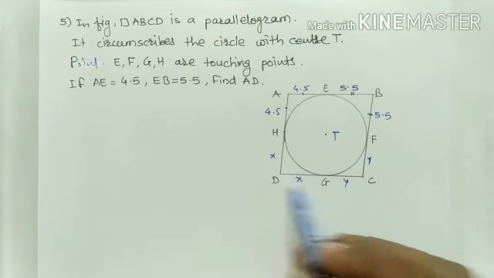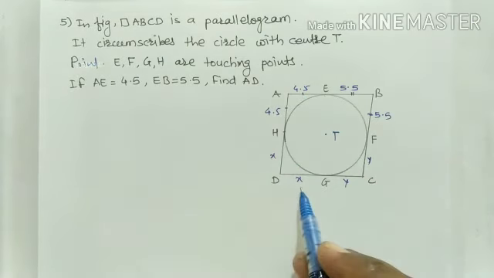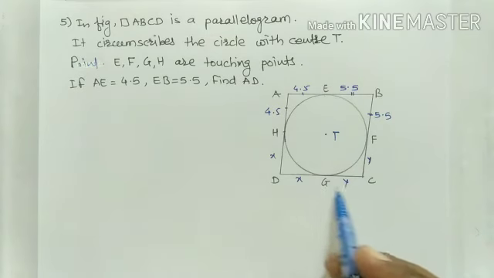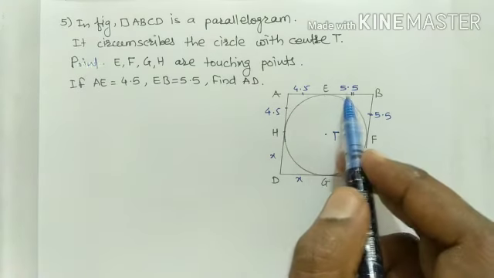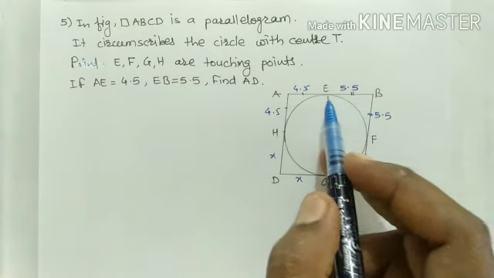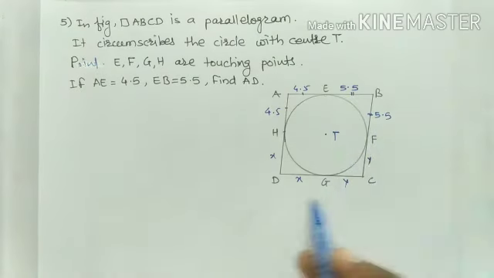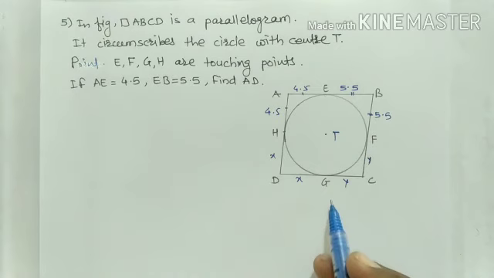Therefore AB equals DC, but DC equals DG plus GC. Therefore DG plus GC, that is x plus y, equals 4.5 plus 5.5, that is equal to 10. म्हणजे x plus y equals to 10 हे आपल्याला पहिलं इक्वेशन मिळेल.